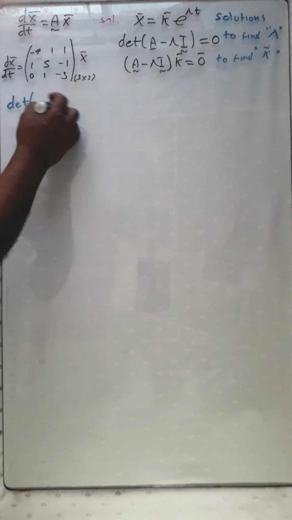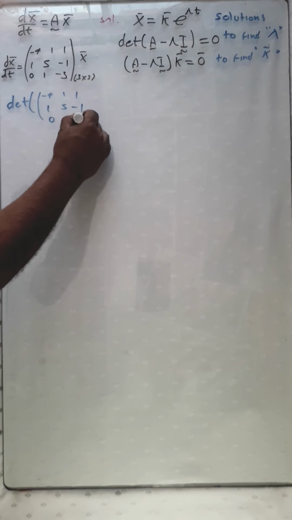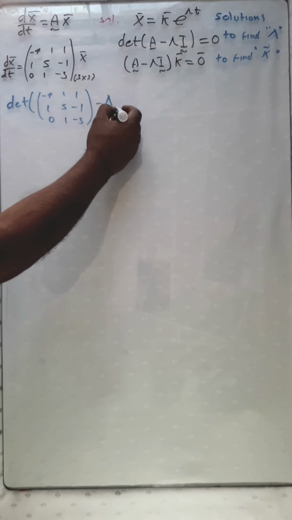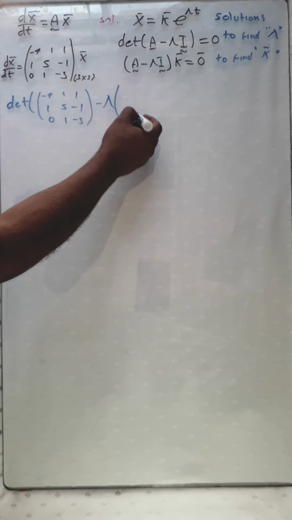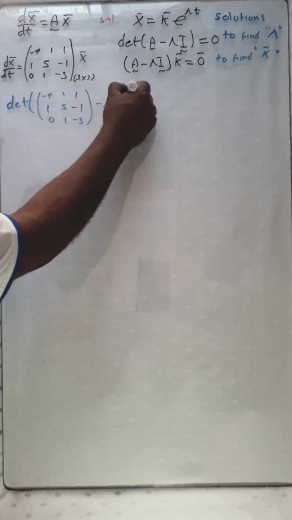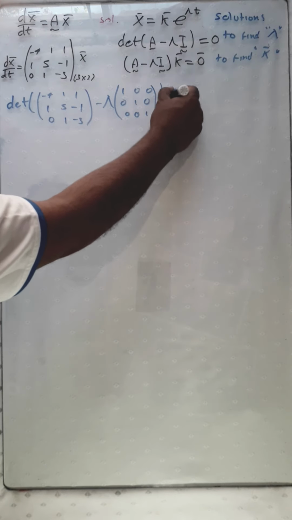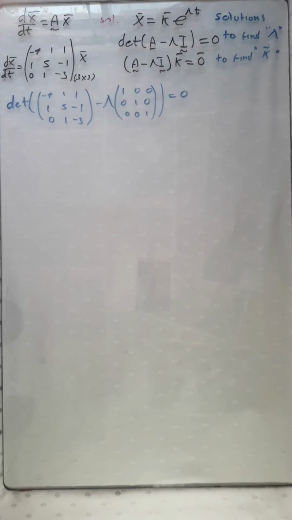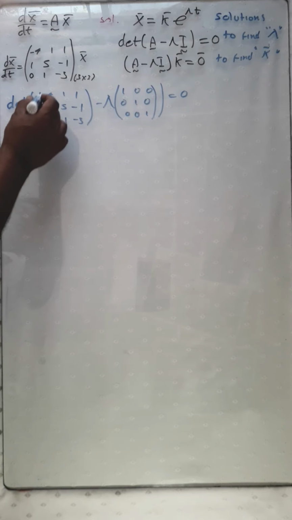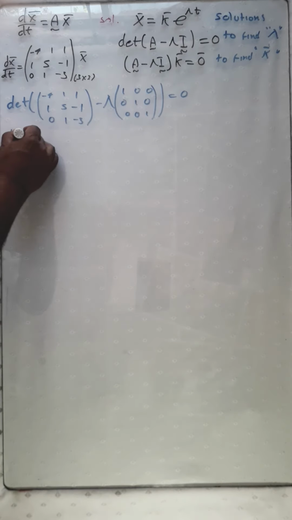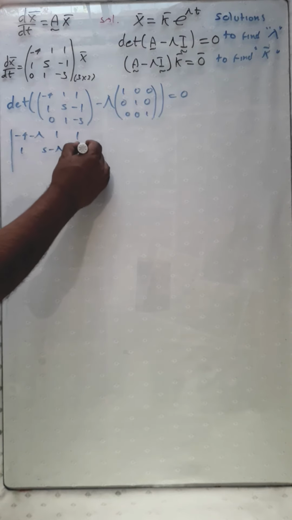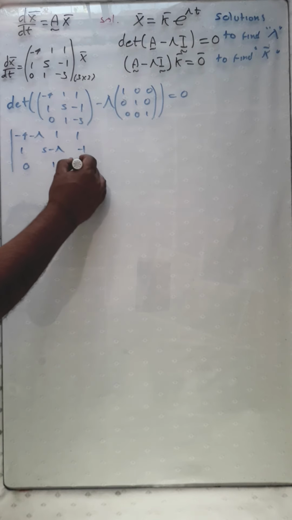the determinant of a matrix. Now this is 3 by 3, so it's going to be minus 4, 1, 1, 1, 5, minus 1, 0, 1, minus 3, minus lambda times the identity matrix. In this case, for 3 by 3, it is going to be 1, 0, 0, 0, 1, 0, 0, 0, 1, and this must be equal to 0. Okay, so I'm going to jump directly to the determinant. So it's going to be minus 4 minus lambda, and then 1 and 1, 1, 5 minus lambda, and then minus 1, 0, 1, minus 3 minus lambda.